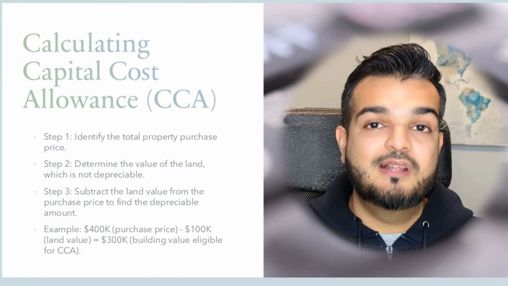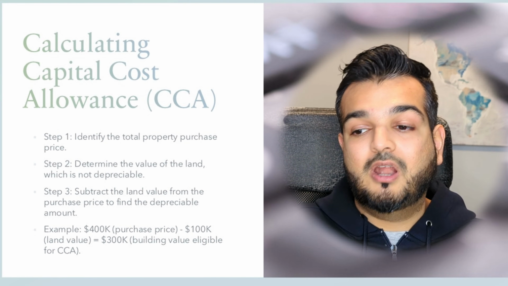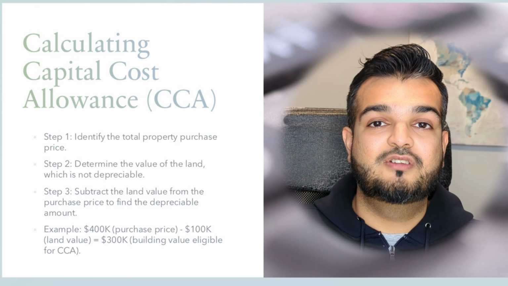So going back to the example, let's say the land is valued at $100,000. Then the building, the property itself, is worth $300,000, because you have $400,000 as your total property.